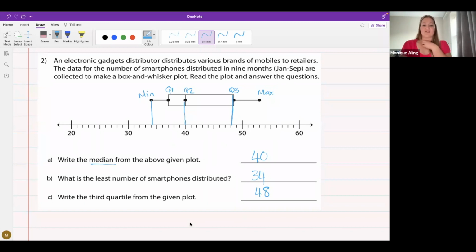And I can see these answers coming in. Well done, everyone. Okay, so looks like you guys have really understood the box and whisker.